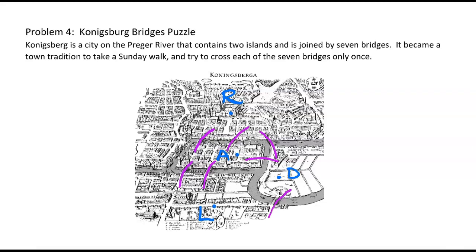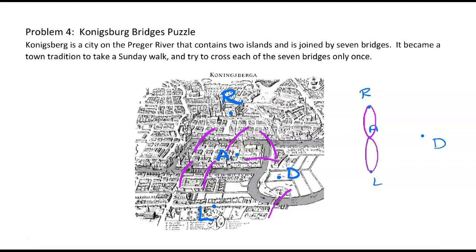First, we have our 4 vertices, and we'll label them R, A, L, and D. Notice that we have 2 bridges connecting island A with the right side of the river. So on our graph, we will draw that with multiple edges. We need 2 edges between A and R. There's also 2 bridges between island A and the left side of the river. So again, we need 2 edges between A and L.